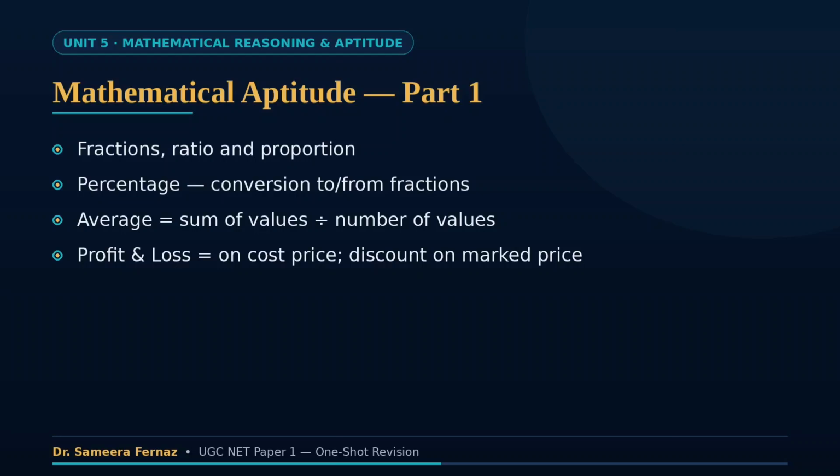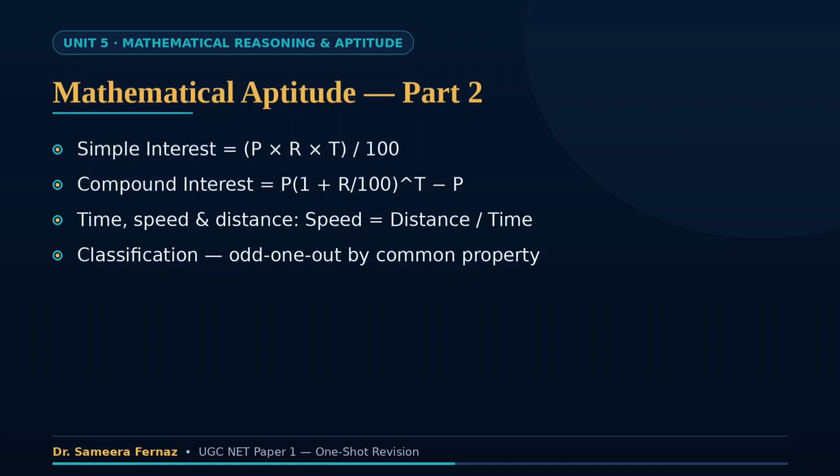And the next one is mathematical aptitude part 1. Now some basic maths. Be comfortable with fractions, ratio and proportion, percentage. Switch easily between fraction and percentage. Average is simply the total divided by the number of items. And profit and loss is always calculated on cost price.